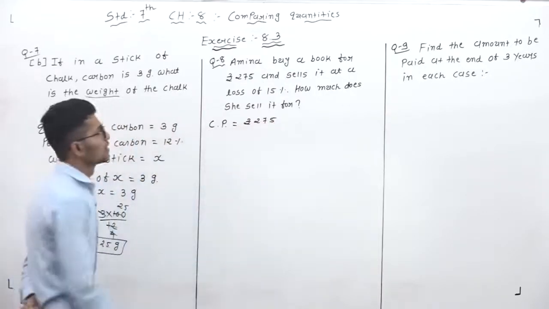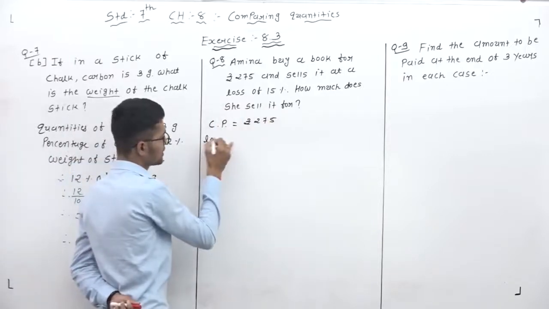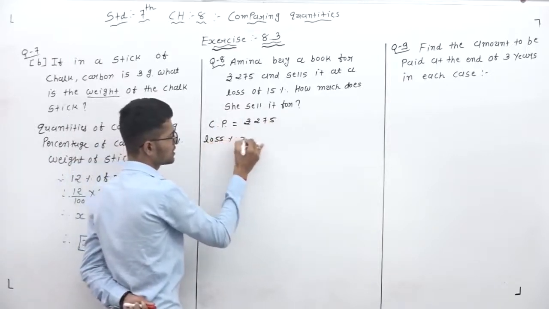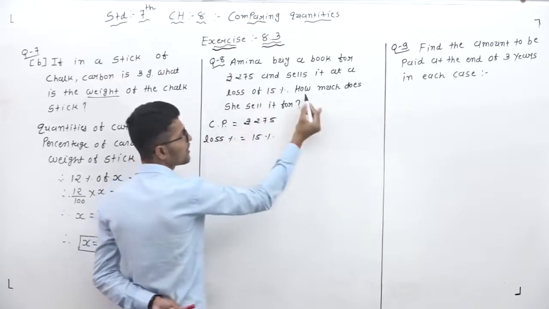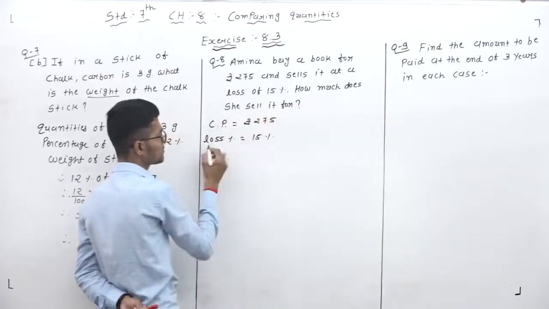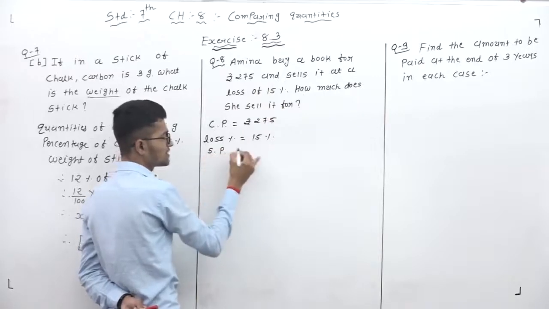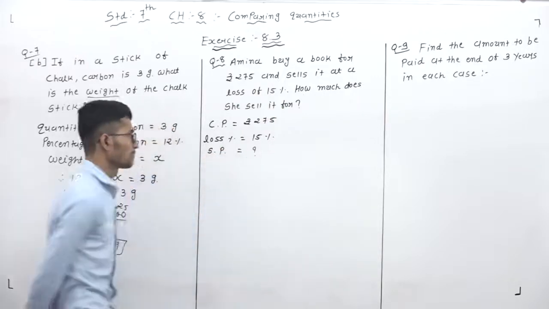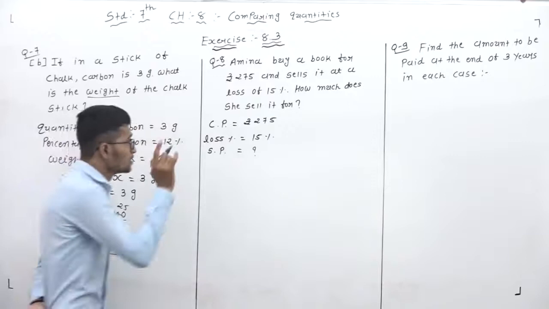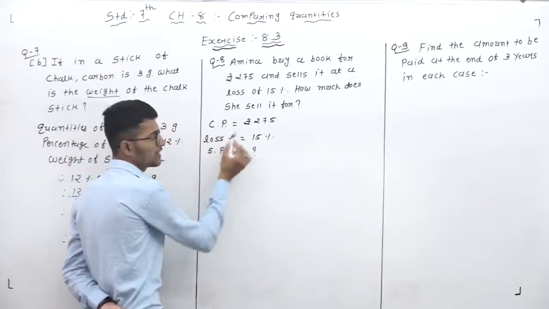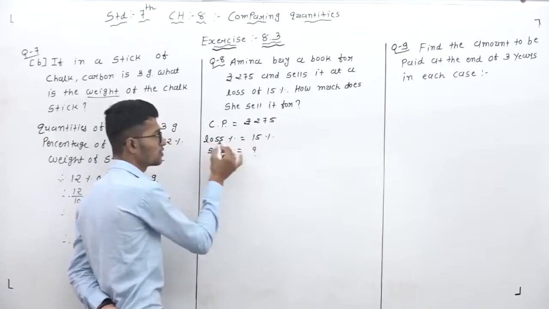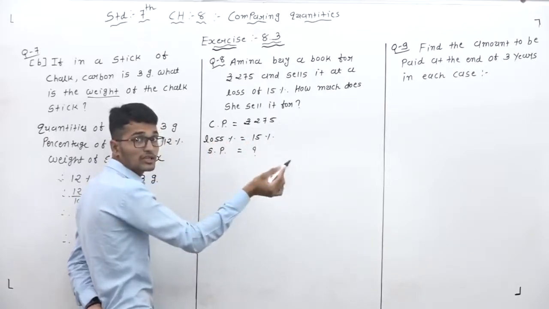Then we are given the loss percentage, 15%. So, dear students, we will find how much she sells it for. Sell means selling price, SP. We will find SP. Clear? In this type of question, first of all we will find the loss. Here the loss is given in percentage, and we will convert it into rupees.